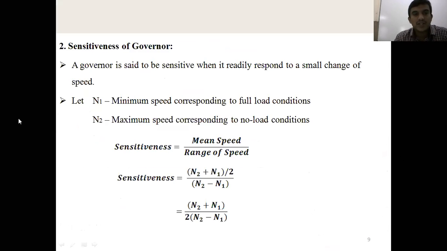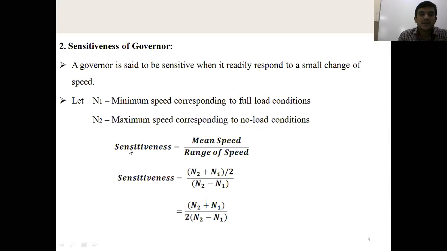And second, we discussed the sensitiveness of governors, meaning how quickly the governor senses a change in the speed of the governor shaft axis, or the engine speed, and responds to it. That is called sensitiveness. Again, we have two speeds. One is the minimum speed, at which we consider the full load condition. The second is the maximum speed at no load condition. With no load, the engine rotates at high speed, and the governor shaft also rotates at high speed.